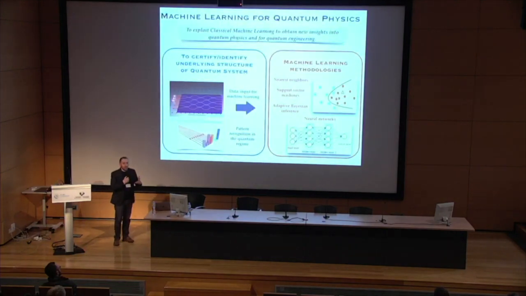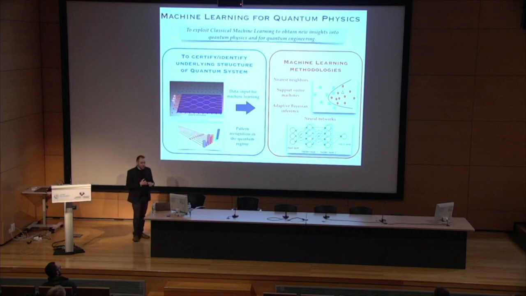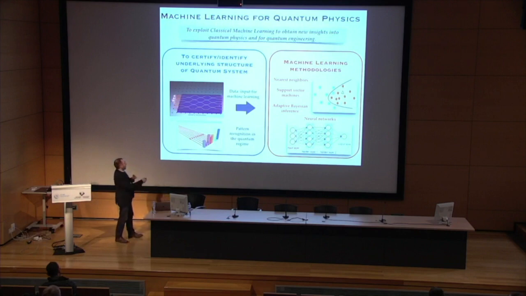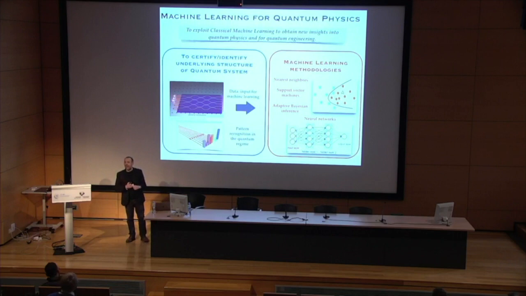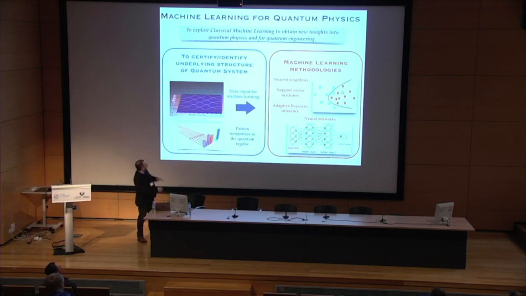And now, what is the topic of the talk? The first step that we have been undertaking in the last couple of years is to try to exploit classical machine learning to obtain new insight into quantum engineering. So our goal has been mostly to generate data from a quantum device and to exploit, I would say, more simple machine learning methodologies to certify and identify the underlying structure of the quantum system. So we have quantum data and a classical analysis.